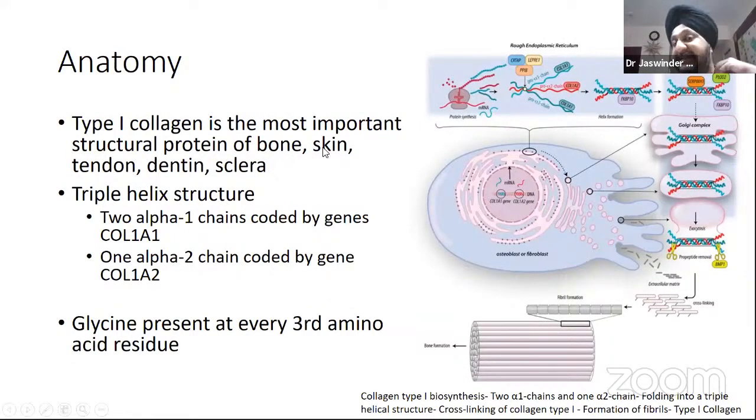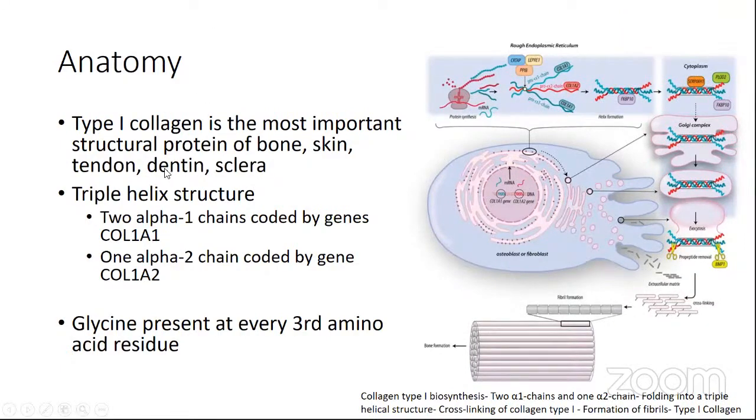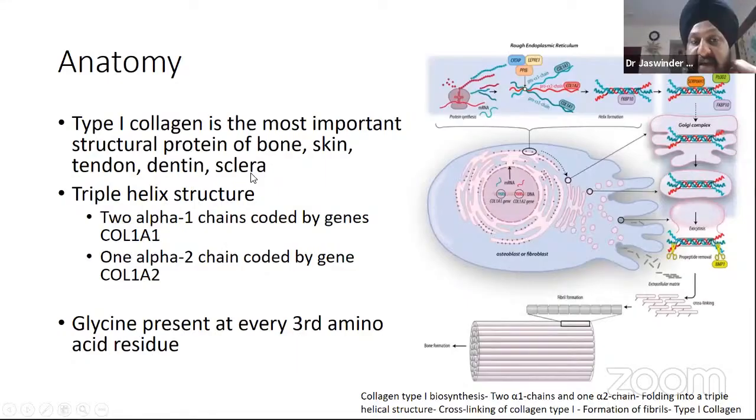Before we talk about the disease, let us go to the anatomical level and try to understand what is happening, that is, the pathogenesis of this disease. Type 1 collagen is the structure at risk in this disease. It is the most important structure involved in the composition of the bones, the skin, the tendon, the dentin in the teeth, and the sclera. That is why these structures of the body are involved in this disease. Type 1 collagen consists of a triple helix structure.